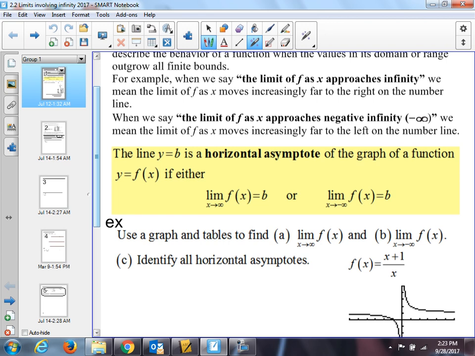Now, the line y equals b is a horizontal asymptote of the graph of the function f of x if either the positive or negative limit, as x approaches negative infinity or positive infinity, of that function gives you the value b. We're going to call that a horizontal asymptote.